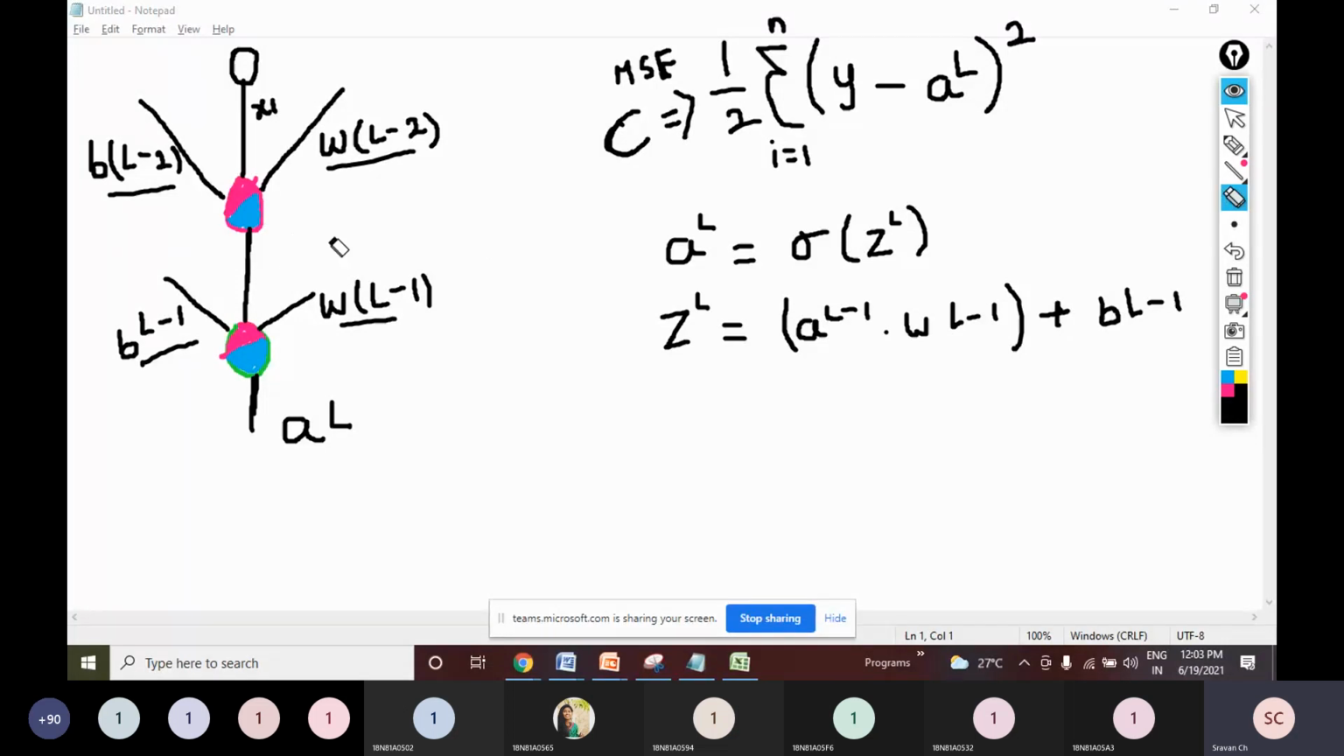This A^(L-1) I will not put randomly. In fact, this is calculated at this layer, so I know it. A^(L-1) value I know. So at every layer, what values am I putting randomly, the ones which I really don't know? Weights and biases. So what are the parameters I need to optimize? My W and my B. These are the parameters I need to optimize.